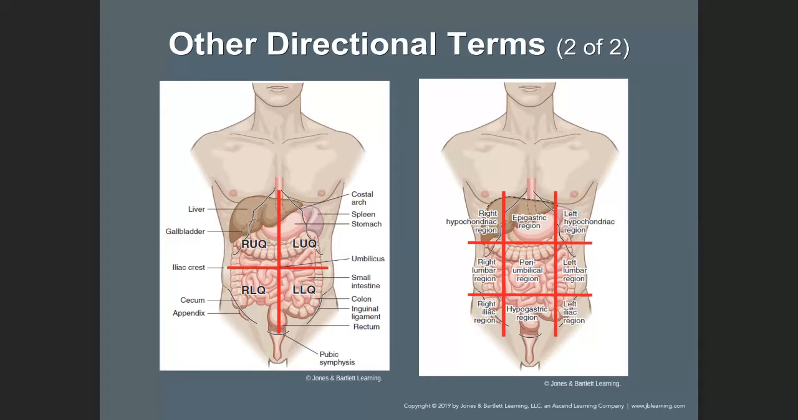So you have the right hypochondriac region, right lumbar region, right iliac region. Then you have the epigastric region, periumbilical region, and hypogastric region. And on the left, you have the left hypochondriac region, left lumbar region, left iliac region. Just like the 4 quadrants, you need to be familiar with the structures that are found in the 9 areas.